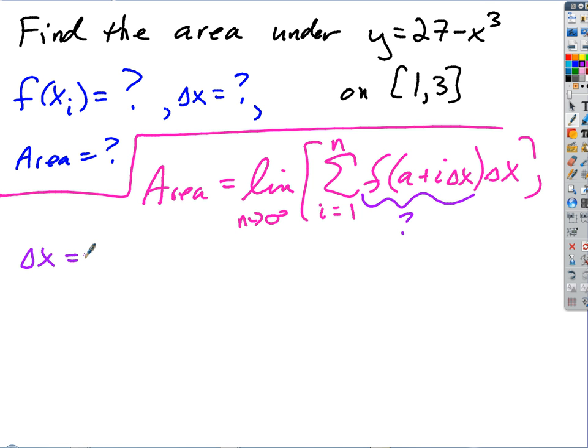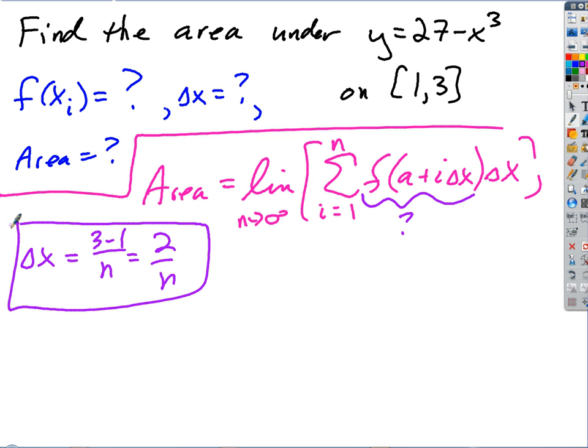Now, if there were, say, 5 rectangles, then we'd have to cut that 2 up into 5 pieces, so 2/5 would be the width of each interval. Does that make sense? So it's b minus a over n. But this time, we have n rectangles, so we just get 3 minus 1 over n, or 2 over n. Okay, good. Now what's a plus I delta x going to look like? 1 is a, so 1 plus I times delta x, just 2i over n we could say.